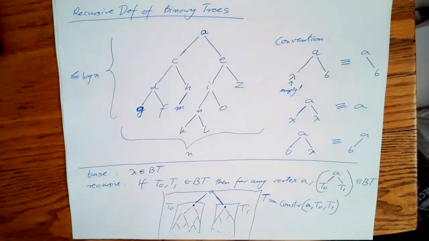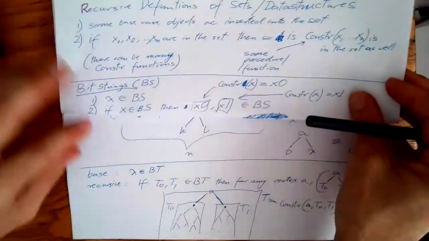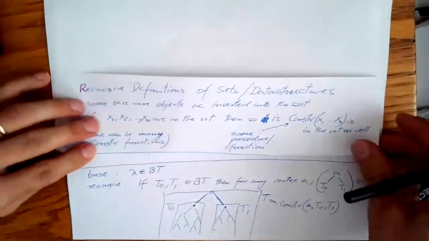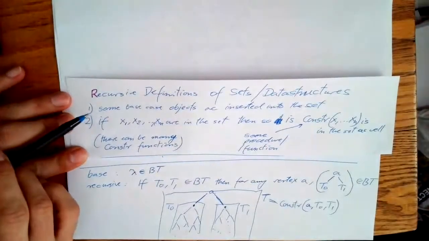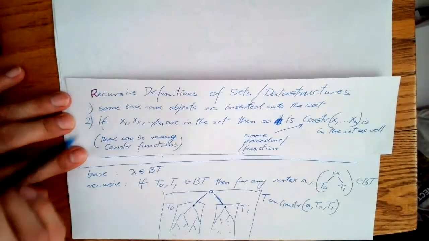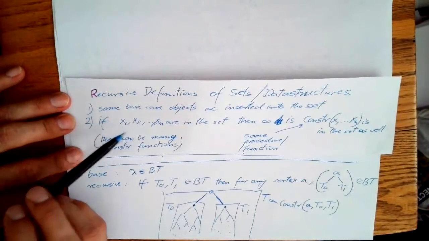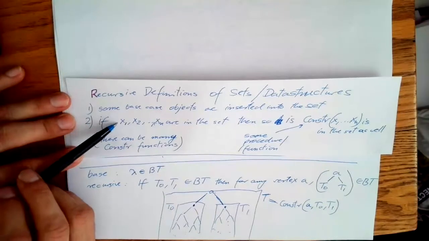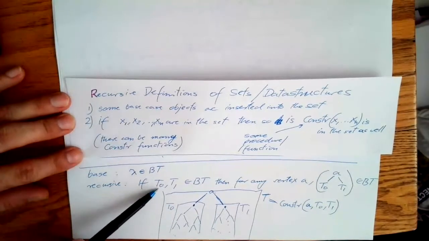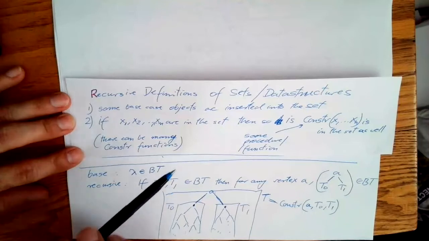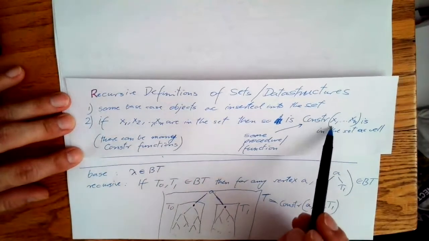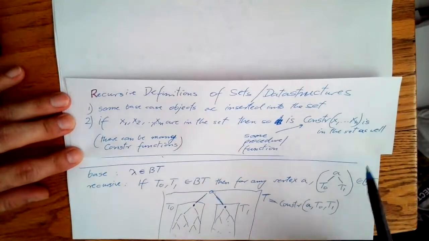So if you compare it to this blueprint that we had, the blueprint was: you insert some elements into your data structure. Well, an empty tree is a binary tree. That's the base. And then you have some recursive construct, which says, if some elements are in your data structure, these are my two elements, then so is the output of a function that takes these elements and constructs a new one.